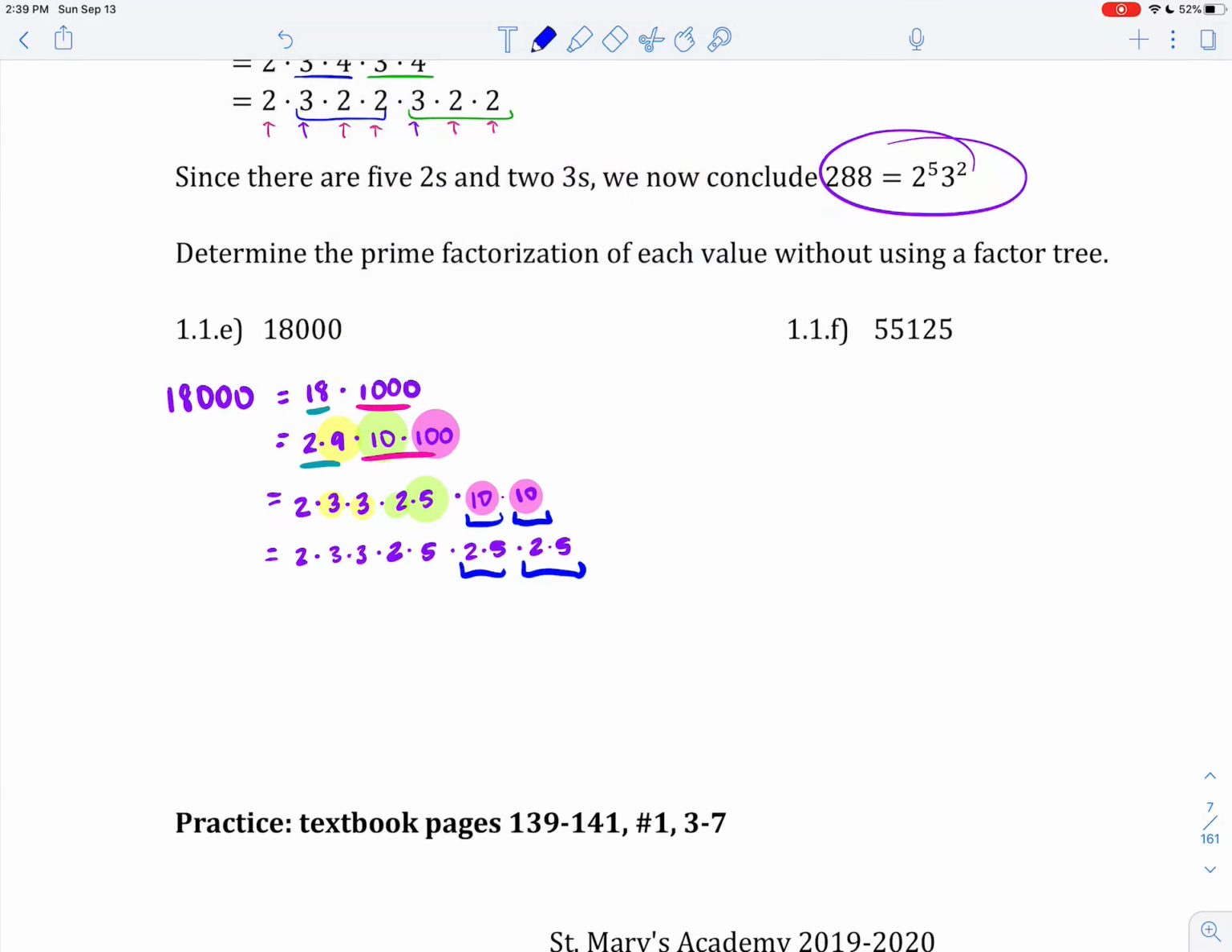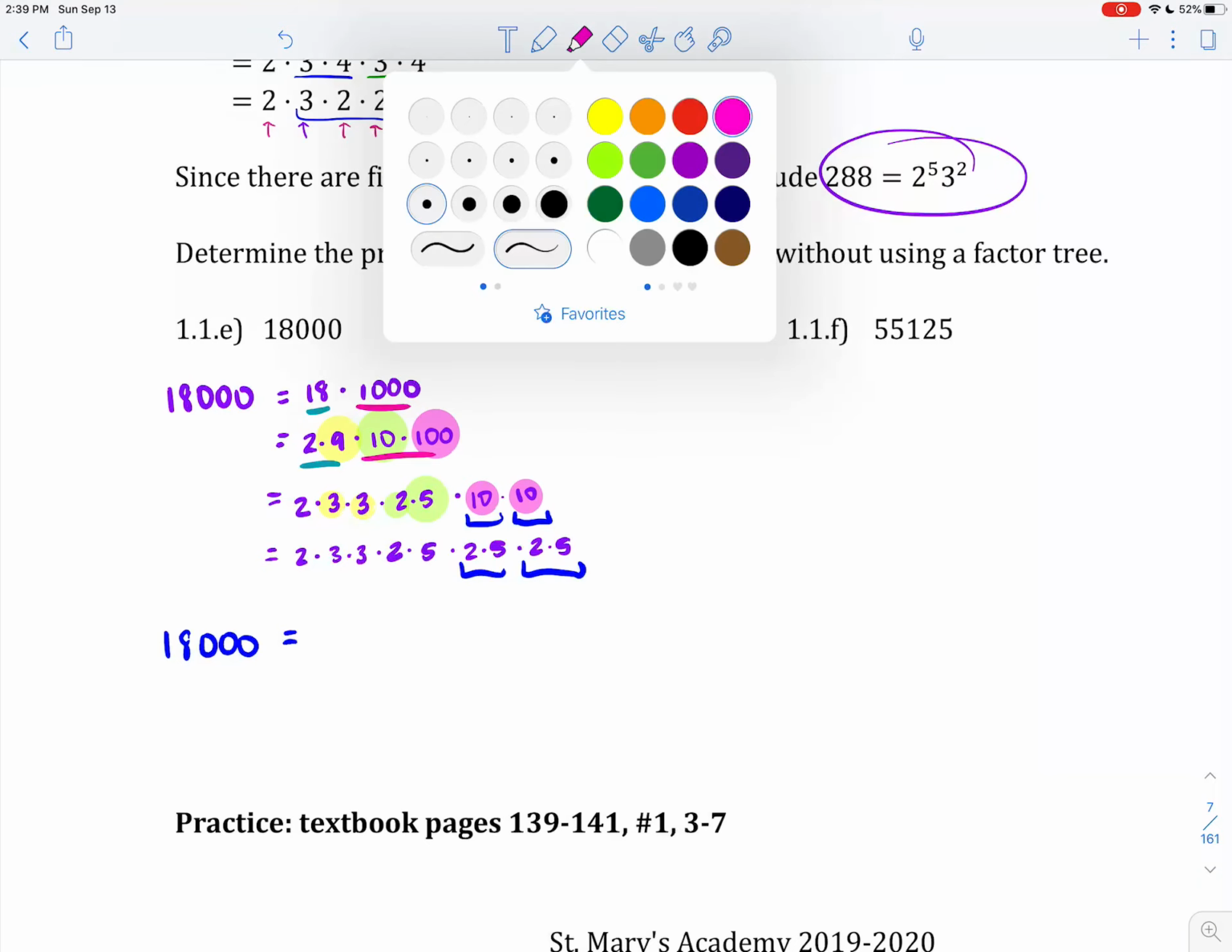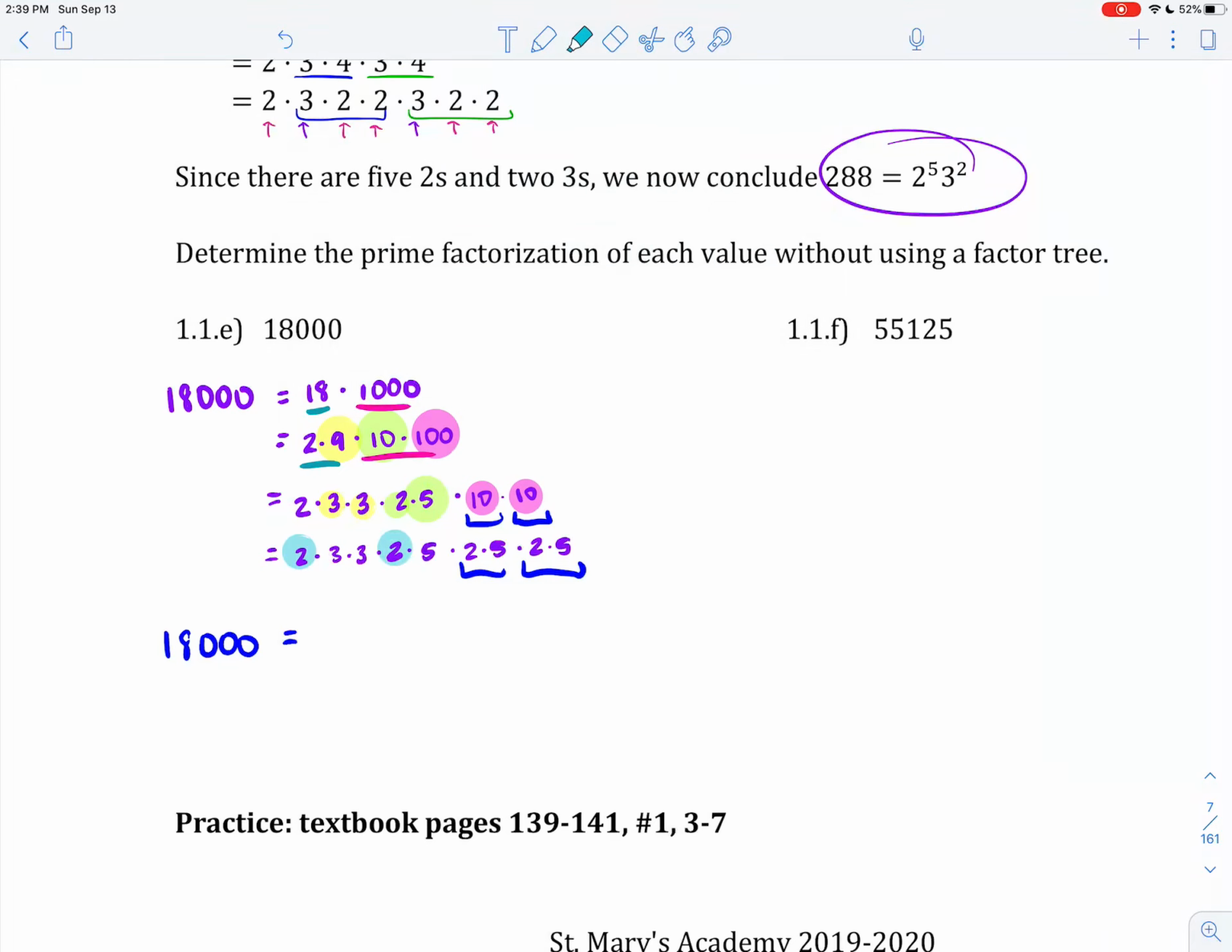So when I'm expressing my final answer, I already have it in the expanded form, but I prefer to have things in power form. So if I'm looking, I have 1, 2, 3, 4 2s. So 2 to the power 4. I have 1, 2, 2 3s. So 3 squared. And I have 1, 2, 3 5s. 5 cubed.